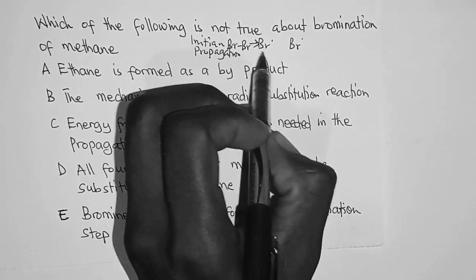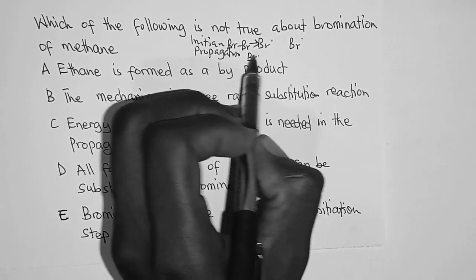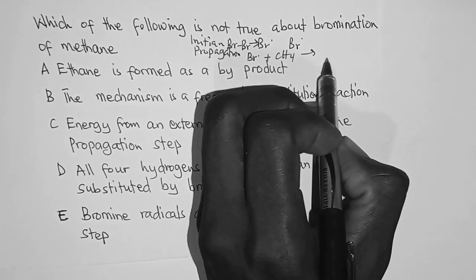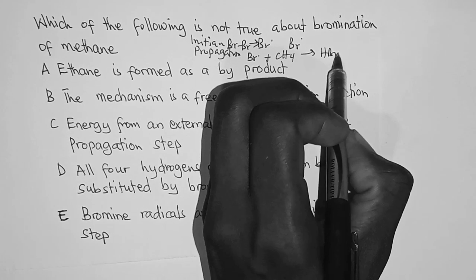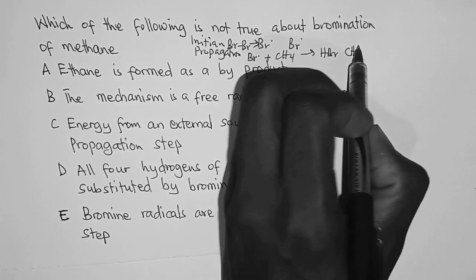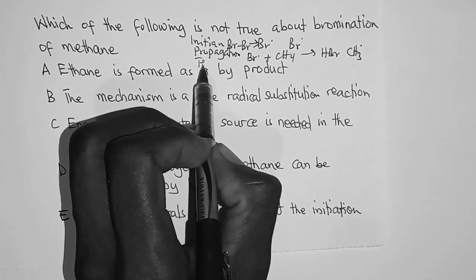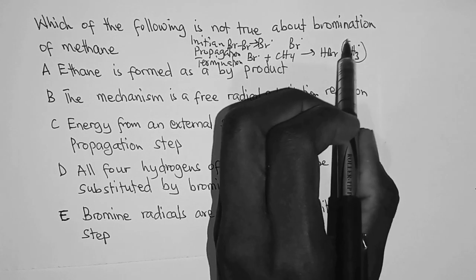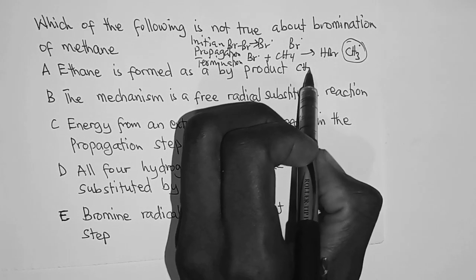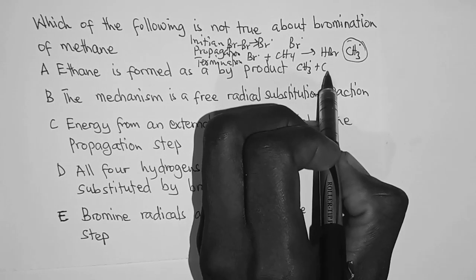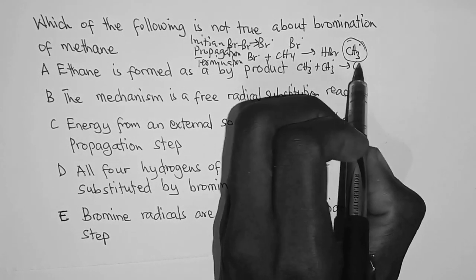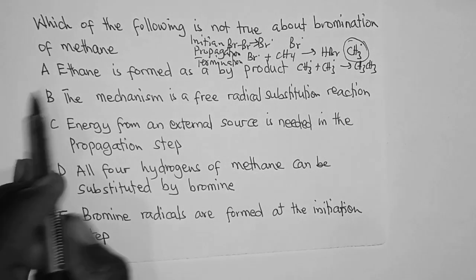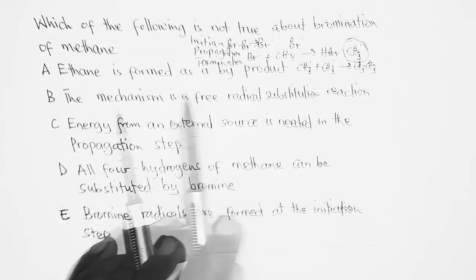Then in the propagation, we have this bromine radical, one of them, will come and react with the methane, and it will give us hydrogen bromide and the methyl radical. And in the termination step, you see that we have this methyl radical, so they can combine. Two methyl radicals can combine to form ethane as CH3CH3. So let's use this to then answer the question.